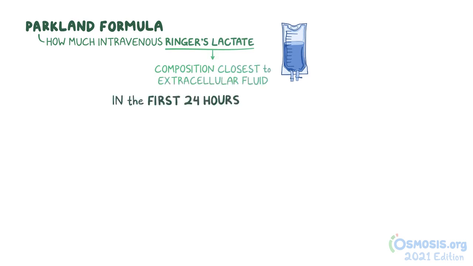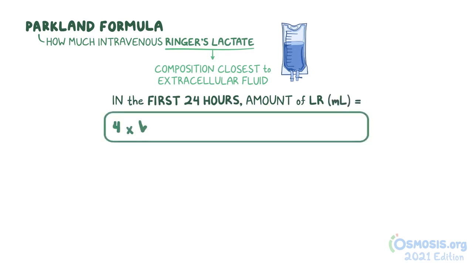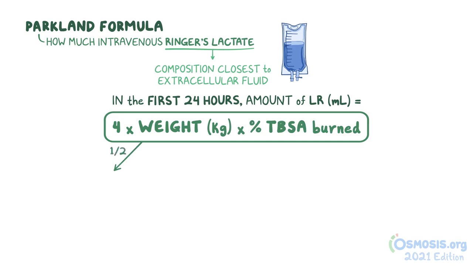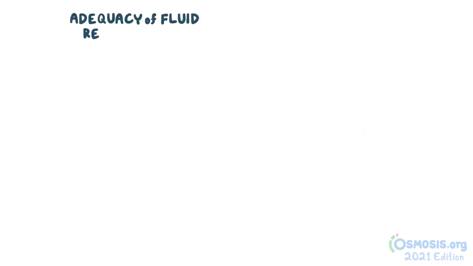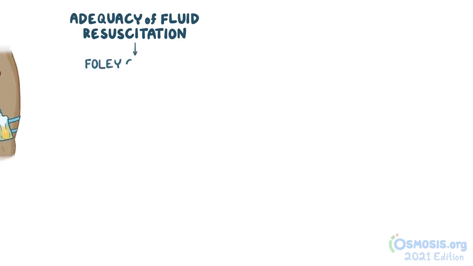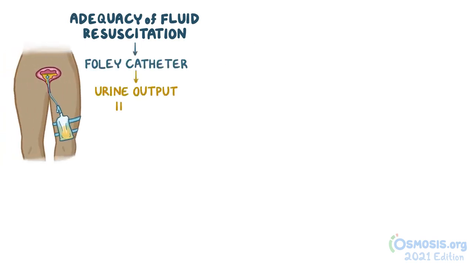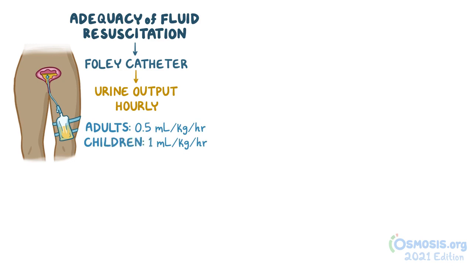In the first 24 hours, the amount of Ringer's lactate to give in milliliters is equal to 4 multiplied by the weight in kilograms, multiplied by the percentage of the total body surface area involved. Half the number you get is given in the first 8 hours, and the other half is given over the next 16 hours. Alright, so the adequacy of fluid resuscitation is determined by inserting a Foley catheter and measuring the urine output hourly. In adults, 0.5 milliliters per kilogram per hour is considered adequate, whereas in children, 1 milliliter per kilogram per hour is adequate.